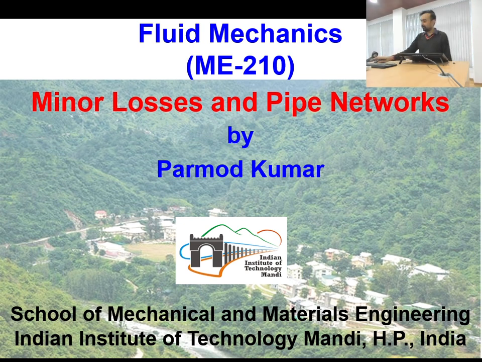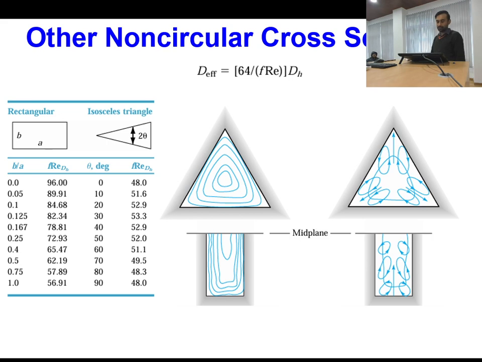Okay. Before that, just quickly, I want to complete one topic where we were discussing non-circular cross-sections. While we discussed the theory of flow through an annulus, we found that we can use the Moody diagram, but instead of using the hydraulic diameter, we use the effective diameter, which is nothing but 64 divided by F into RE, multiplied by the hydraulic diameter, where this F and RE are calculated based on the hydraulic diameter.